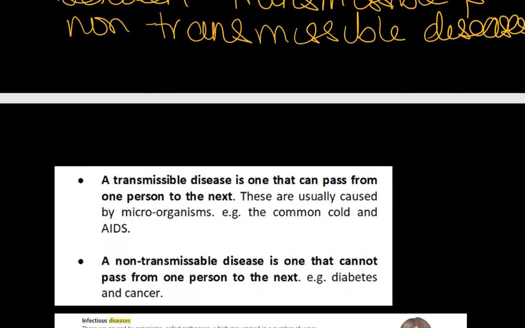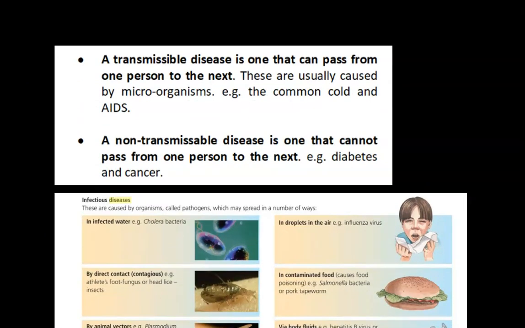Let's go through the differences again. A transmissible disease is one which can pass from one person to the next, such as the common cold or AIDS. A non-transmissible disease is one which cannot pass from one person to another, such as diabetes and cancer.